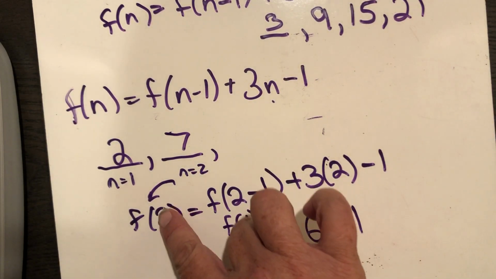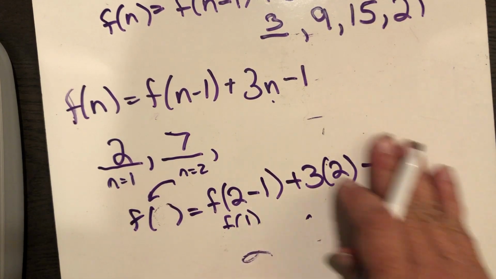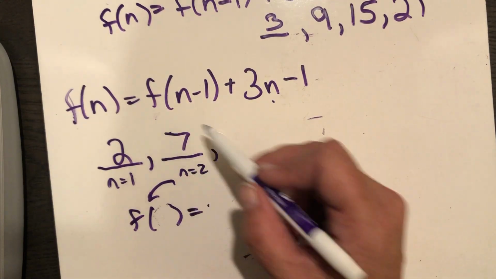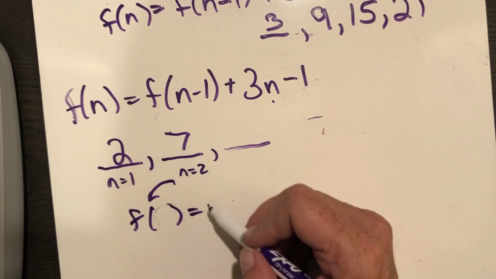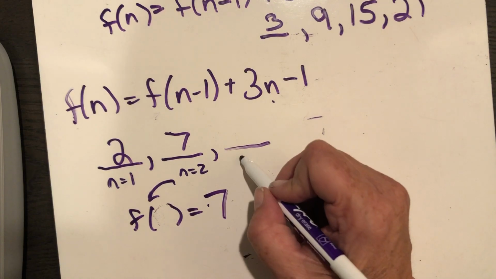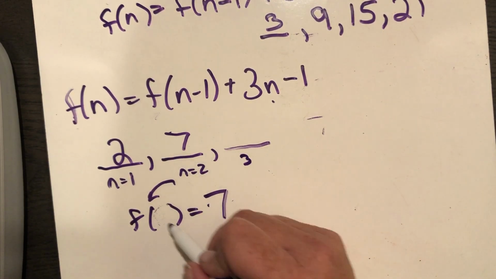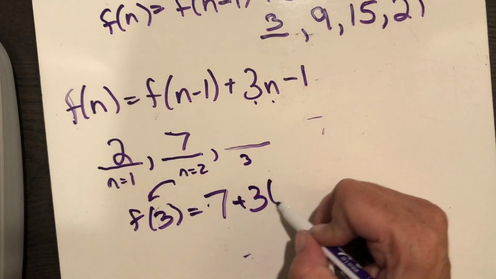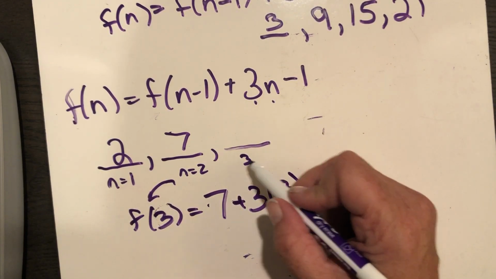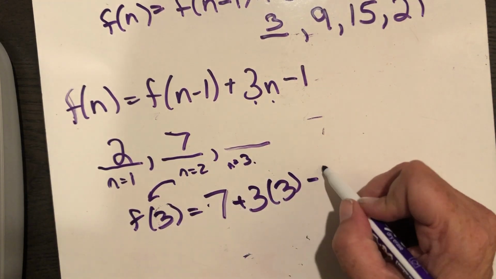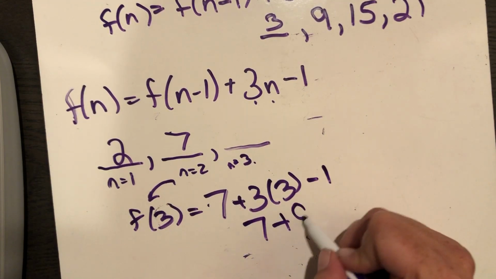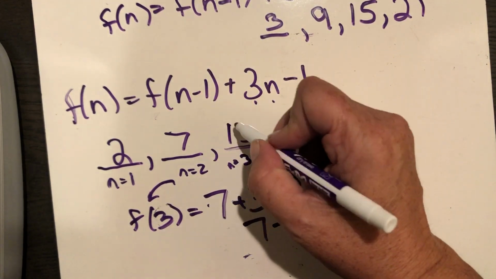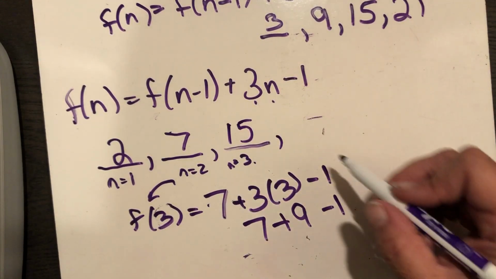So when we want the next one, all we have to do is take that 7, because this means previous answer. So when we want this one, 7 was our previous answer. And now we're trying to find the third term. Plus 3 times n, because we're on n equals 3 now, minus 1. 7 plus 9 minus 1. So that's 16 minus 1, 15. And then one more.